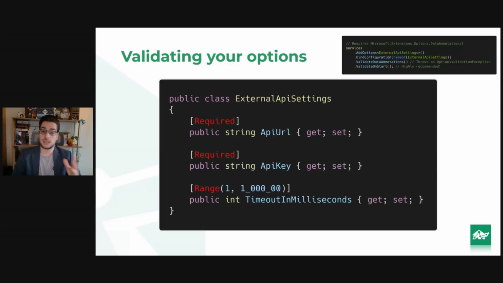The coolest thing, like I already said, for me, is options and configuration validation. We all know that validation is very important when we're writing applications, right? So we want to make sure that when a user creates a request to an API, we want to validate that input.